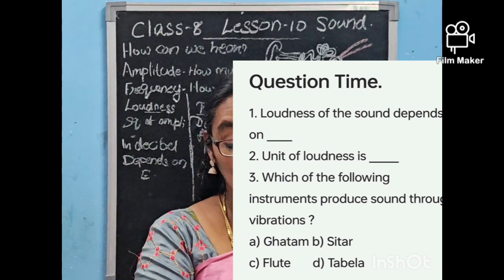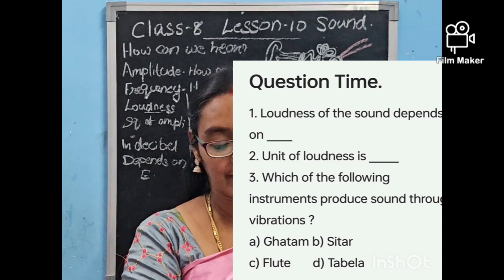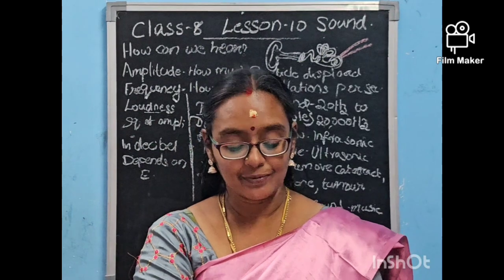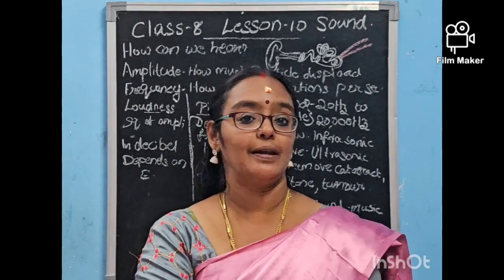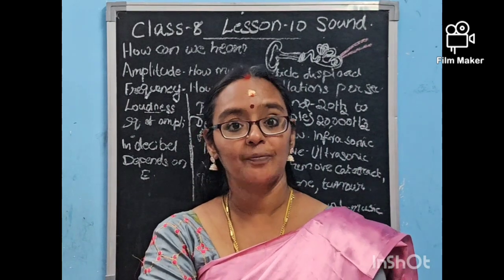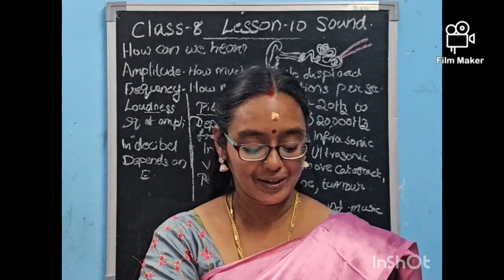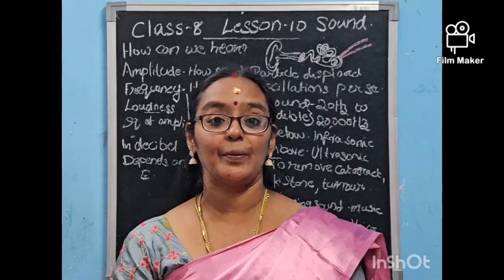Third one: which of the following instruments produce sound through vibrations? Option A, Ghatam. Option B, Sitar. Option C, flute. And option D, tabla. Which makes sound through vibrations? Answer these questions and we can meet in the next class.